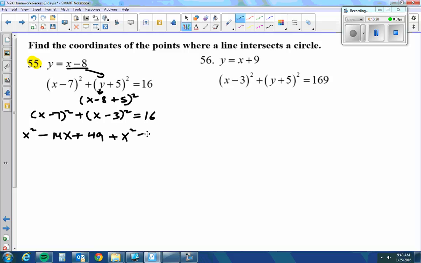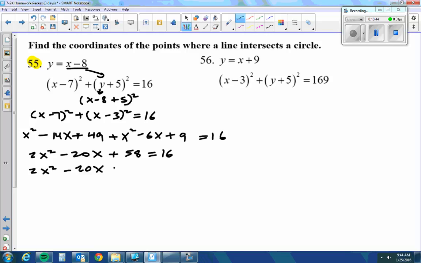AB is 3x doubled, and then plus. Good. Okay. Now we have to simplify. You get 2x squared. The x terms add up to 20, so minus 20x. The constants add up to 58. And you could have gone ahead and subtracted 16 then, but I took 2 steps.